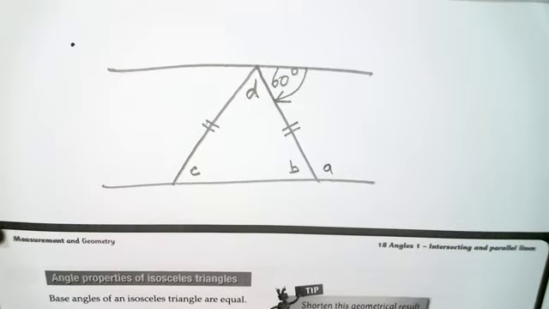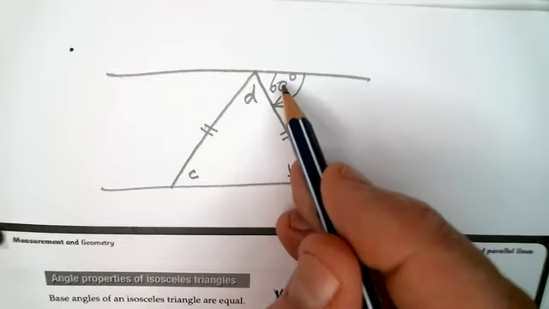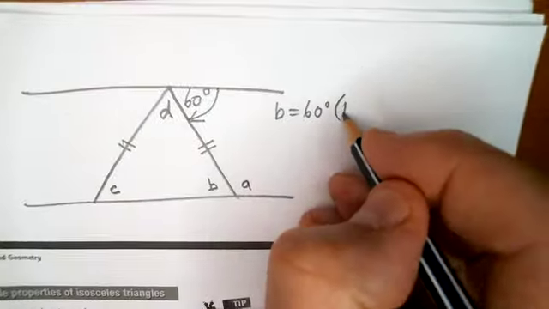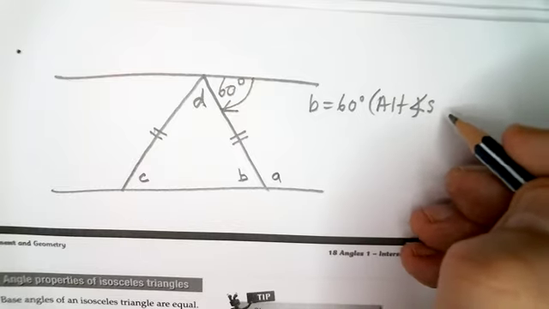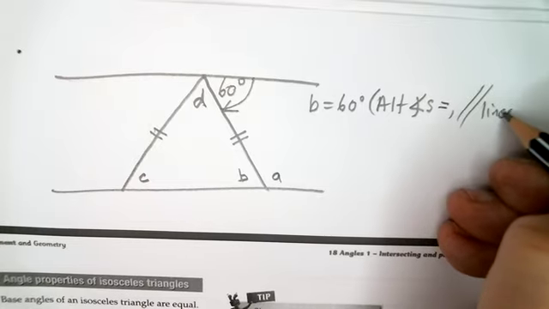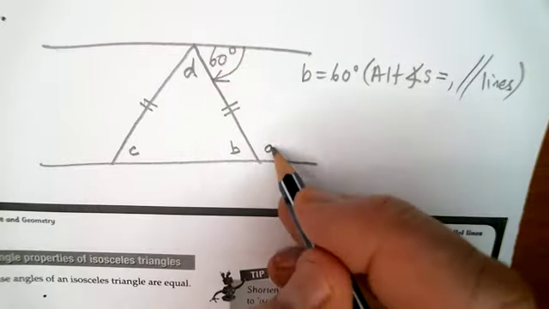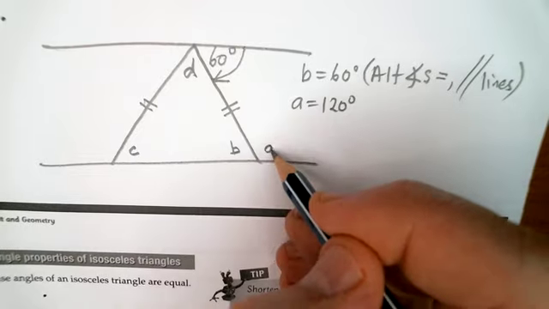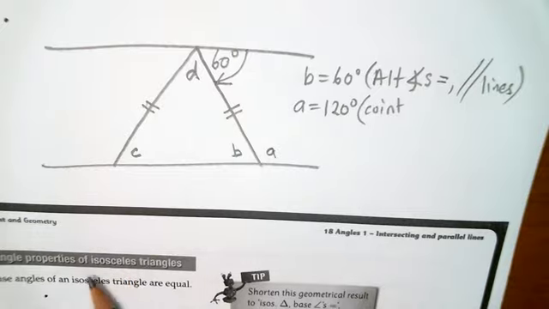Well, this is nice and straightforward, because we know that these two angles here are what we call alternate angles. So B is 60 degrees, and we could say alternate angles equal, comma, parallel lines. Of course, we know that A is equal to the supplement of 60. So A is equal to 120 degrees, or 180 minus 60. And we know that these are co-interior. And co-interior, by the way, should have a hyphen.